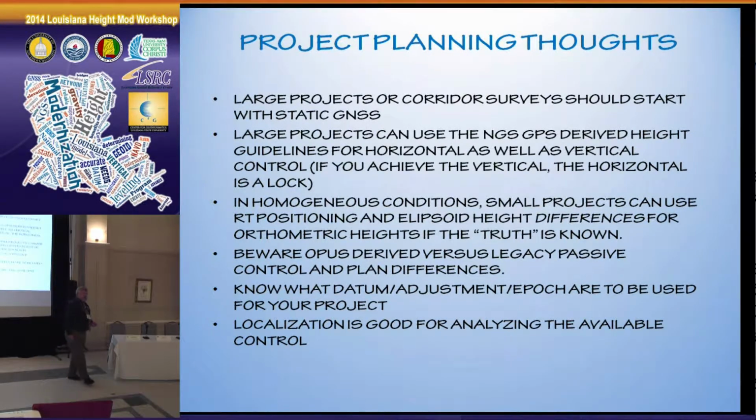You can use difference in ellipsoid heights for a difference in orthometric heights in a small project sense, which is a good thing if you have a point of truth at your site. Then you can also localize to that point. The only thing is you have to be aware of legacy data, legacy plans. You have to know what datum the real-time network uses, what adjustment of it, what epoch of that adjustment. We know that about C4G, which is a blessing. A lot of states, a lot of networks, we don't know that.